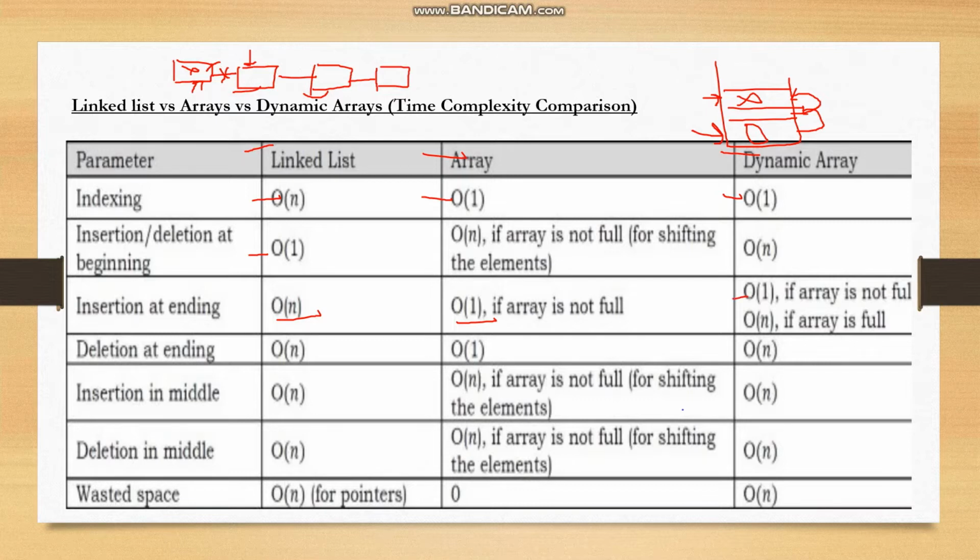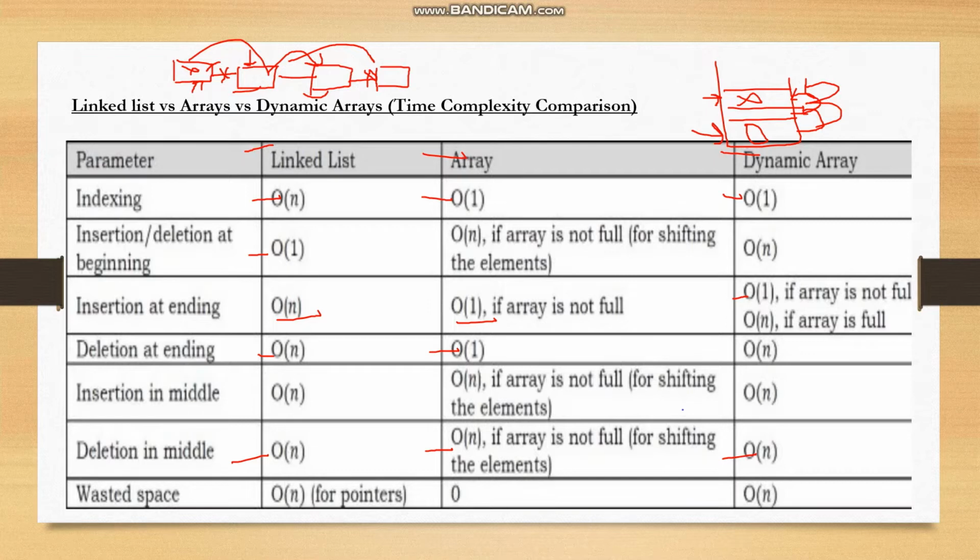Deleting at the ending, it's O(n) in case of linked list and O(1) in arrays. As we discussed earlier, we will have to go to the end and delete. So how many nodes do we have to traverse? n nodes. Insertion at the middle, O(n), because we will have to traverse n nodes. In case of arrays, as we discussed, we will have to shift all the later elements upwards. Deletion in the middle, again it's O(n) in arrays as we discussed, and O(n) in dynamic arrays.